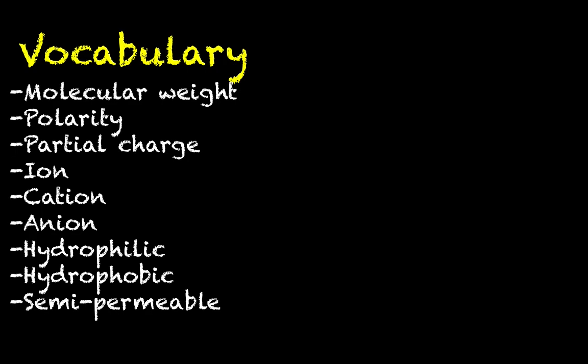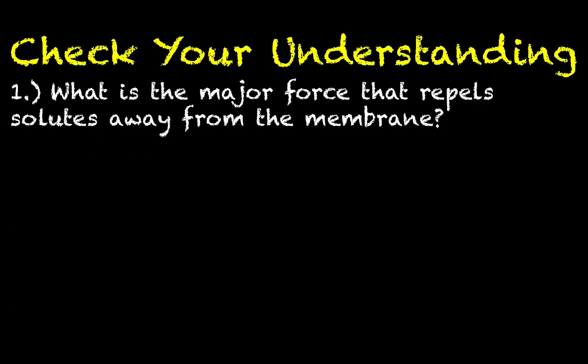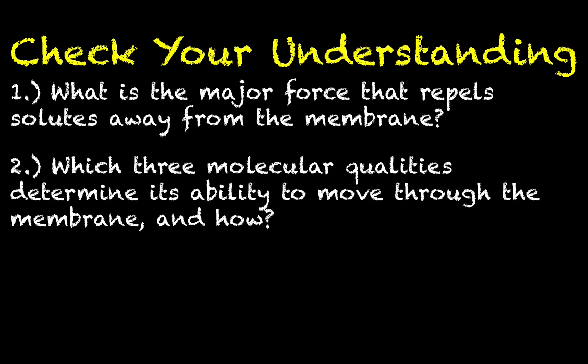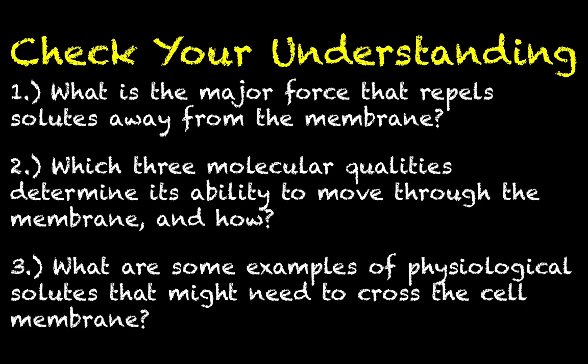Okay, so that's going to pretty much do it for this video. Here is a list of vocabulary terms you probably ought to be aware of, and some questions for checking your understanding. Number 1, what is the major force that repels solutes away from the membrane? Number 2, which 3 molecular qualities determine the ability to move through the membrane, and how? And finally, what are some examples of physiological solutes that might need to cross the membrane for a variety of different reasons?